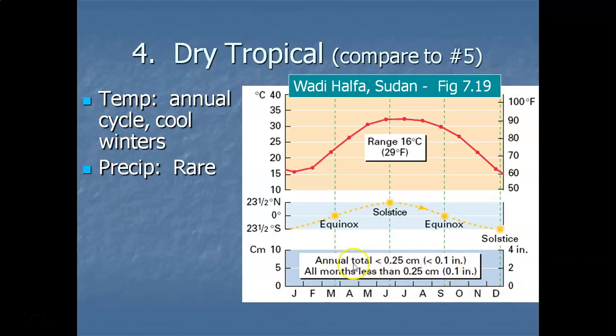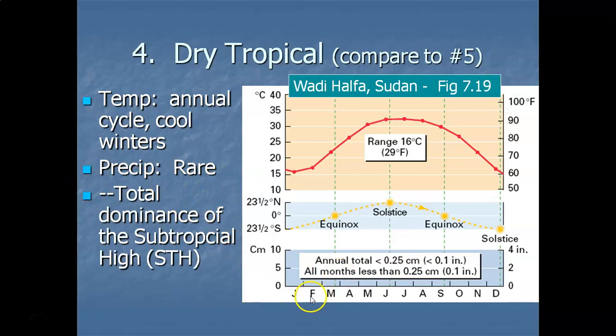And so, look at this, it's crazy. The annual total on average over the last 30 years is less than 1/10 of an inch. So what we say is precipitation is rare. And here we are at about 30 degrees north latitude at this one location.